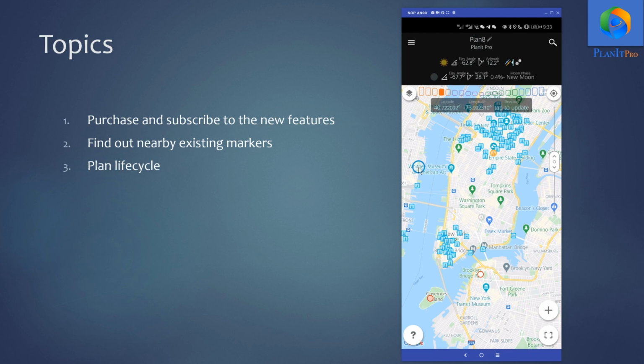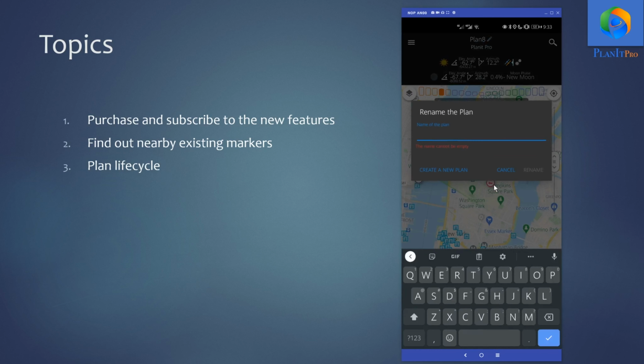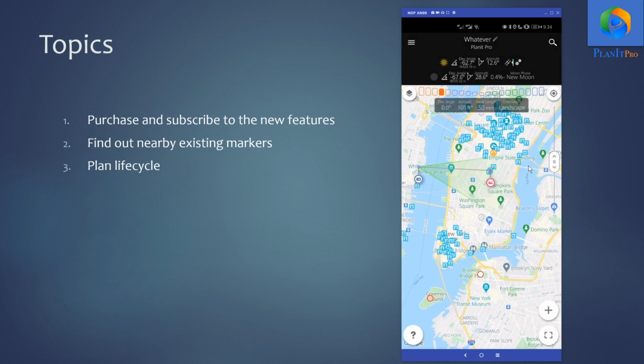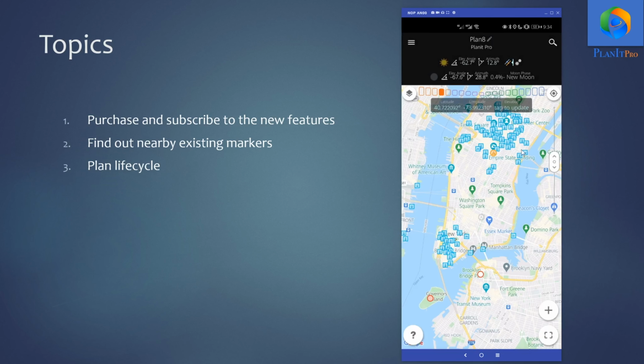Let's say you place your camera here, your scene location there. Let's say you're done with this plan. You just click here to give it a name. You can say whatever name you want and just rename it. In the old version, you can continue working on the plan, but in the new version, make sure you do a restart right here, start a new one. So now you get plan 8 again because plan 8 was renamed and you reuse the same name again.